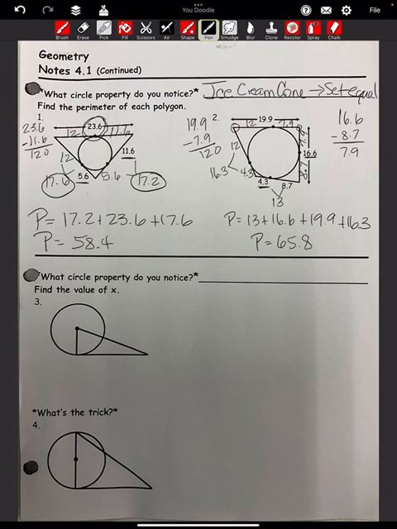All right. So that's using the ice cream cone observation that we talked about yesterday in the original 4.1. So the next one says, what circle property do you notice? This time we're going to talk about radius and tangents. All right, so we say radius and tangents.